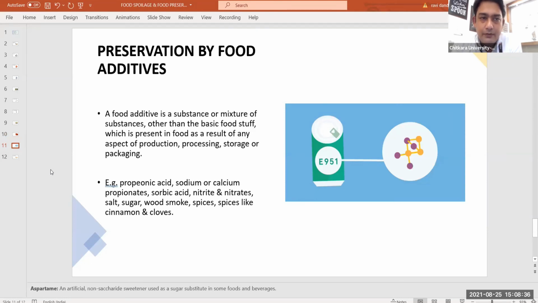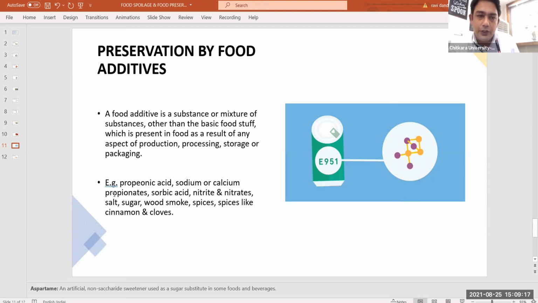And then preservation by food additives. You will see that on any packet that you buy from the market, juices, chips, any food product that you buy, all have written over there added preservatives. These preservatives are food friendly, and they increase the shelf life of the product. They kill the germs and hinder the growth of microorganisms in the food product, and that's how the shelf life of the food product increases.